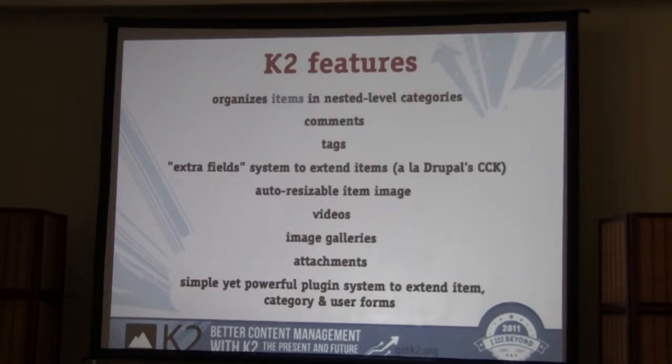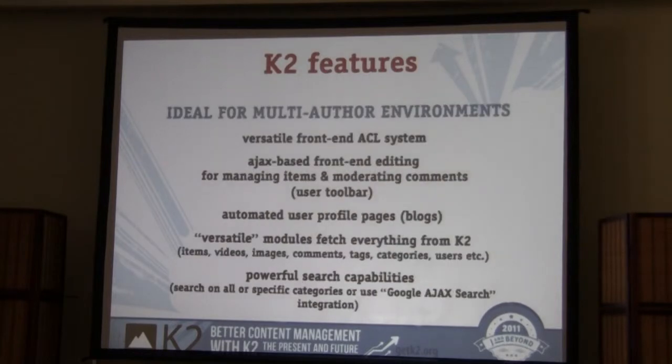So I'm going to go now to the features of K2 rapidly. As many of you already know, K2 organizes content in nested level categories, even in Joomla 1.5. We have all the social elements that you would find in other competing CMSs, like comments, tags, a system for extra fields like the CCK system in Drupal. We have item images, videos, galleries, attachments, and a very powerful plugin API to extend the content.